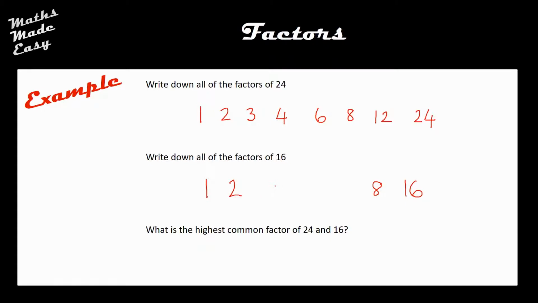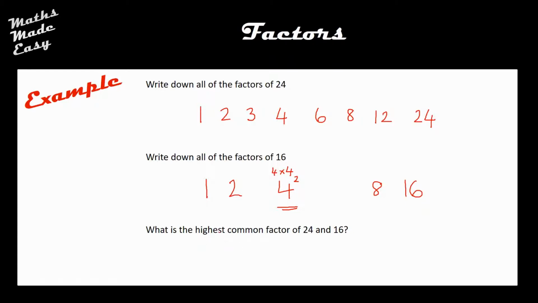I can't divide it by 3. I can divide it by 4, and that gives me 4. So previously I talked about how in some cases some of these won't actually pair up, and this is a good example. 16 is a square number, and it's made by 4 times 4, otherwise known as 4 squared. So square numbers are the only type of numbers where you will end up with an odd number of factors, and that's created by the square number sat in the middle.